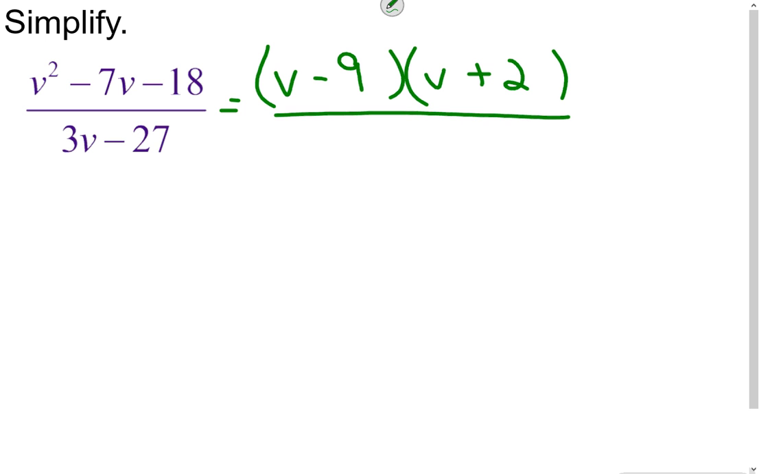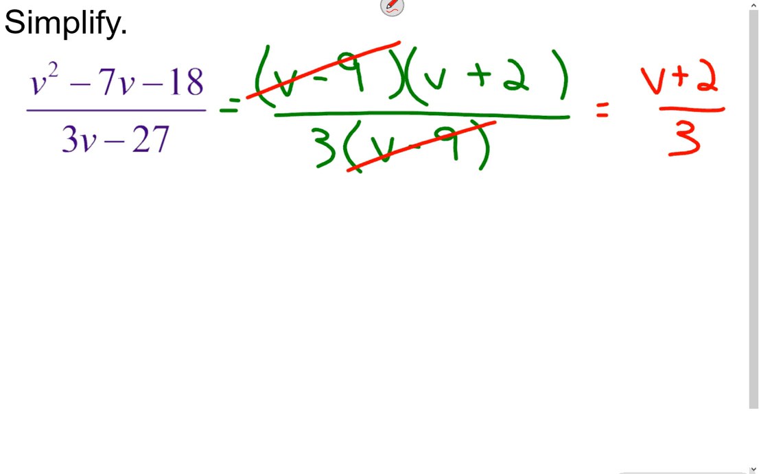And my denominator, I notice that 3 is a factor of both of them. If I factor the 3 out, then I'm going to be left with v minus 9. And now I see that I have v minus 9 in both the numerator and the denominator. So all that remains is v plus 2 over 3 as my simplified rational expression.